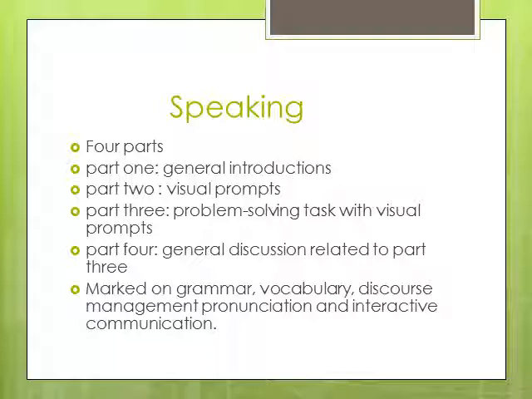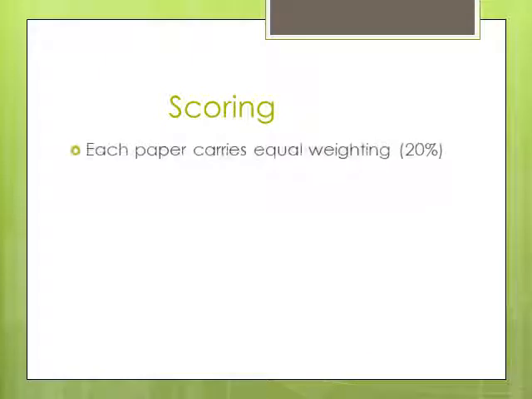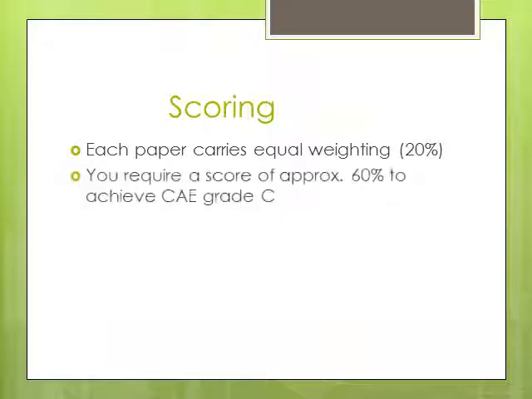As for the scoring, well, each paper carries equal weighting. That's 20%. And you need to get 60% to achieve CAE grade C. You don't get individual marks given for each paper. You can't pass or fail each one, as it were. They don't break it down like that. They just give you an overall score.